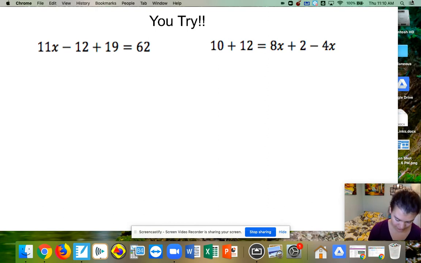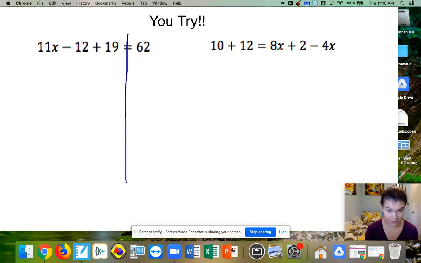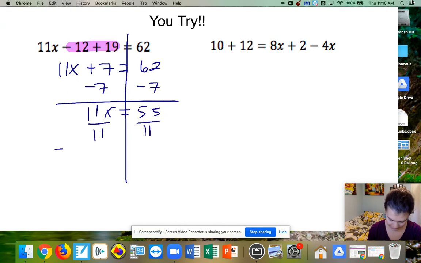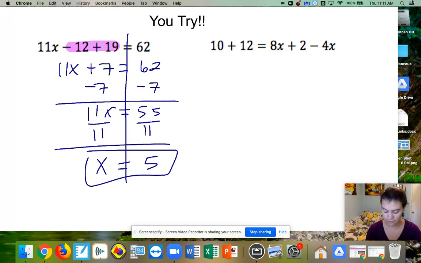All right, so draw your line down the middle, and then you want to combine like terms only on one side. You can't combine across the equal sign. So we can combine these two because they're both constant terms, and they're on the left side of our equation. The 11x is just going to drop down. Nothing changes with that. And negative 12 plus 19 will give you positive 7. It's going to equal 62. Subtract your 7 from both sides. 11x is going to equal 55. Divide by 11. X equals 5. And that is your solution.